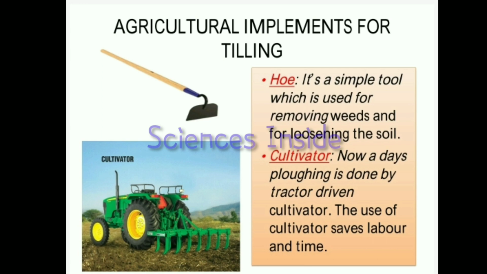Agricultural implements for tilling or plowing. Hoe is used. It is a simple tool which is used for removing weeds and for loosening of soil. Nowadays, a cultivator is used, and it is a tractor-driven cultivator. The use of a cultivator saves labor and time.